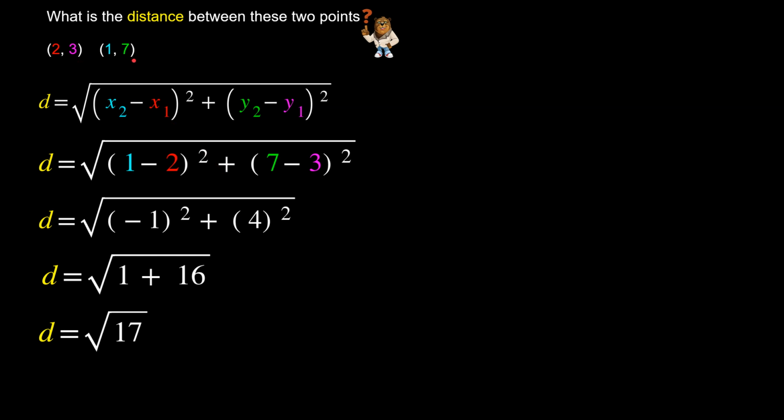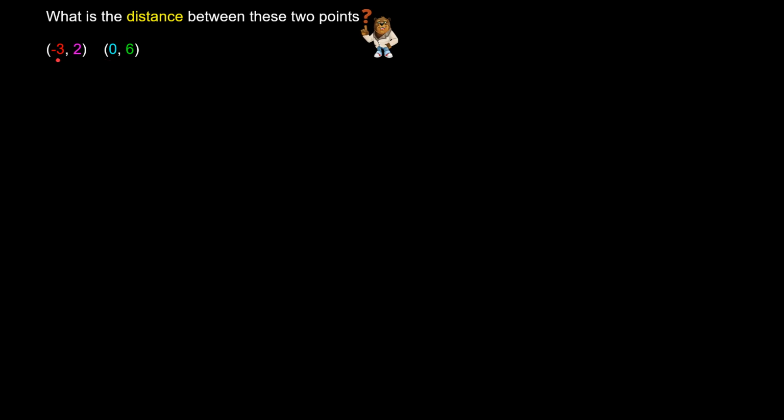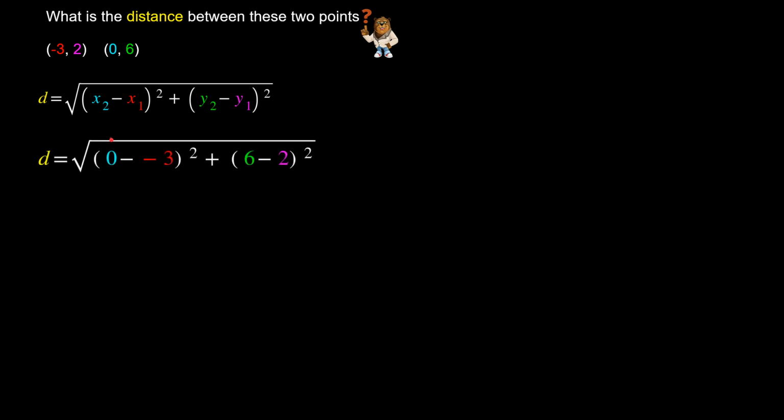Let's look at one more example. Let's find the distance between these 2 points. Again, we want to start by remembering our distance formula and start plugging in our values. We want to know the x-coordinate of the second point, which is 0. Then we want the x-coordinate of the first point, which is -3. So be careful here, there's a negative from the formula and a negative from the coordinate. And we'll deal with that in just a second.